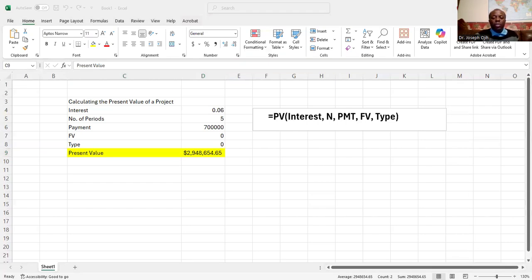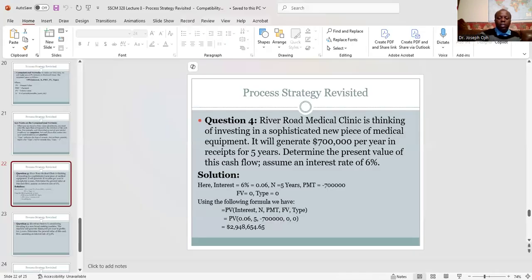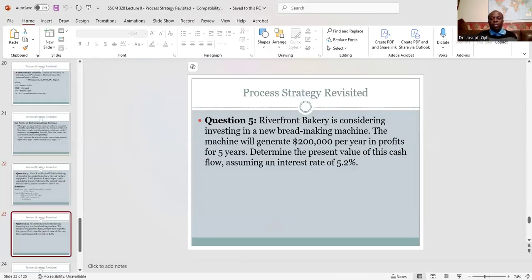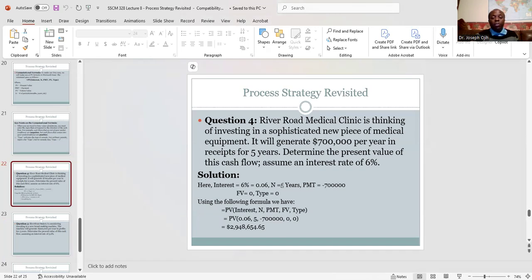So what does this mean for the River Road Medical Clinic? It means that the present value of that project is $2,948,654.65. That's how much the project is worth today.